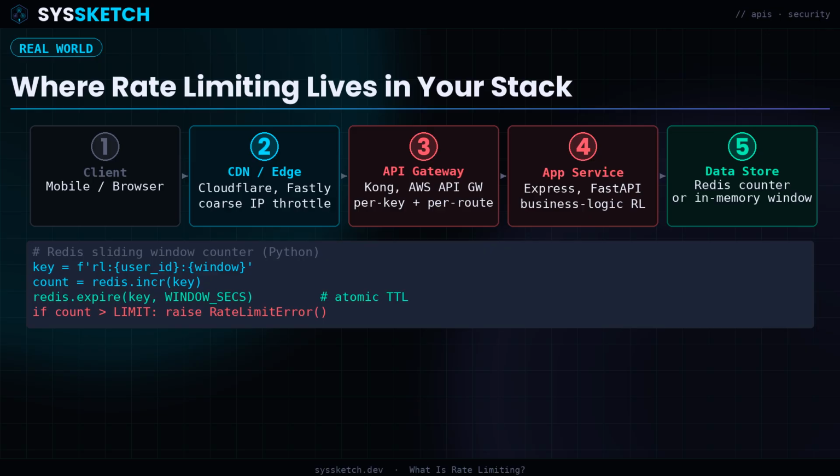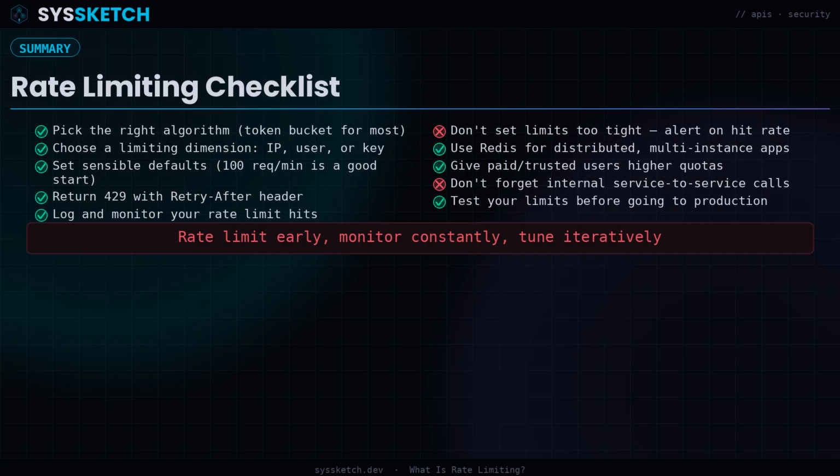At the application layer, your Express or FastAPI service can enforce business logic rules like different limits for different user tiers. The rate limit state itself lives in a fast data store, almost always Redis. The implementation is just a counter. You increment a key that represents the client and the current time window. You set a TTL equal to the window duration. If the counter exceeds the limit, you reject the request. This is atomic, fast, and works across multiple application instances.